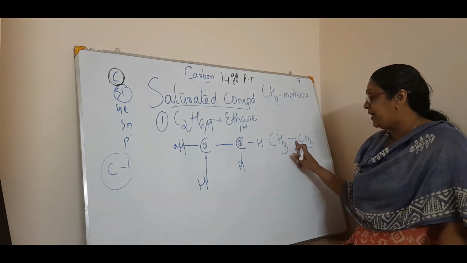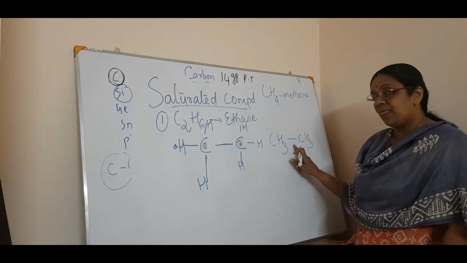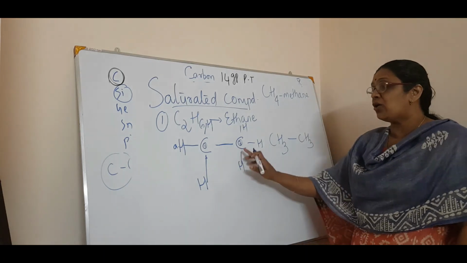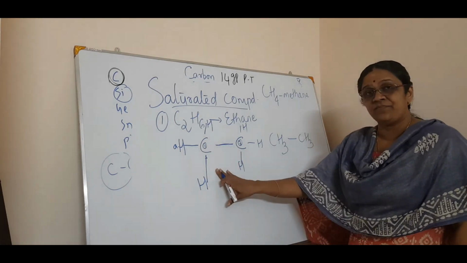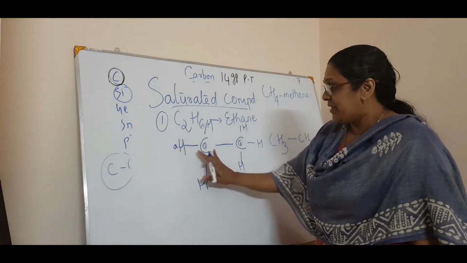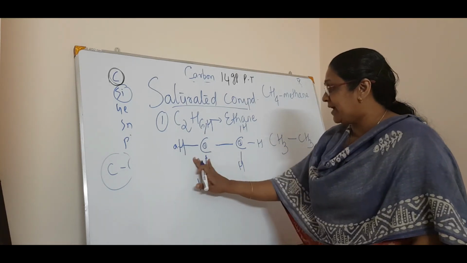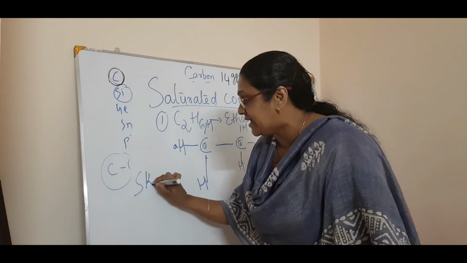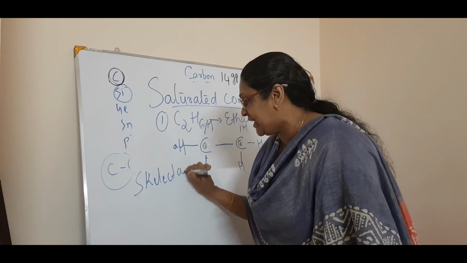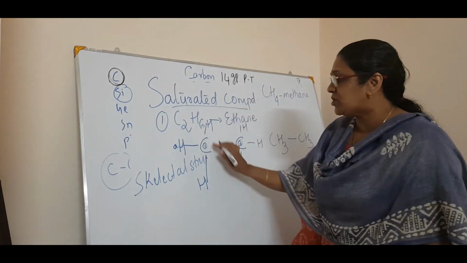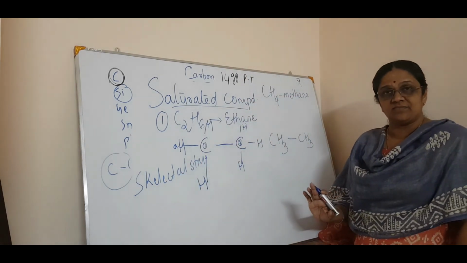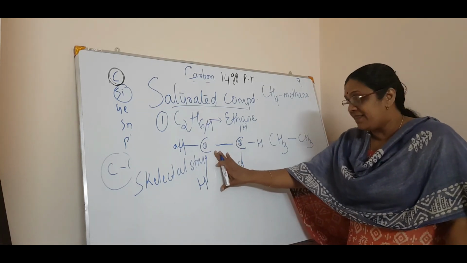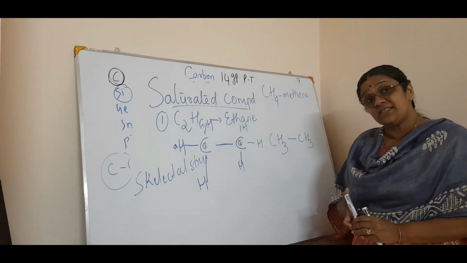Then a bond should be there. You have to show this bond, that is, the carbon-carbon bond should be shown. If you ask me why you are not showing hydrogen, hydrogen, hydrogen, there is a difference. See, this typical representation, this structure you call the skeletal structure. That means you are showing all the bonds in the skeletal structure.